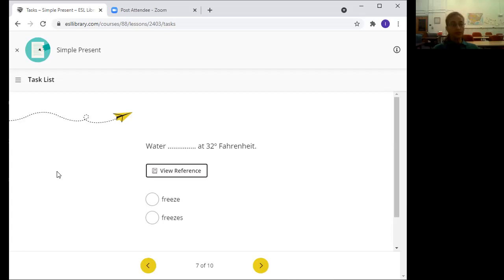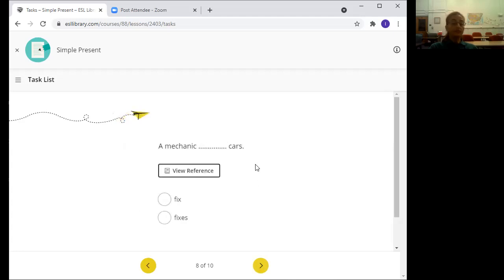A singular verb in English is represented by an S at the end of the verb. Remember that. It's an indication of singularity in English. And in this case, the final sound is a Z, right? Freeze or freezes. What is it going to be? Water is singular. Yes, you guessed that. It's going to be freezes. Freezes has an additional syllable at the end of the verb freeze. Water freezes at 32 degrees Fahrenheit.